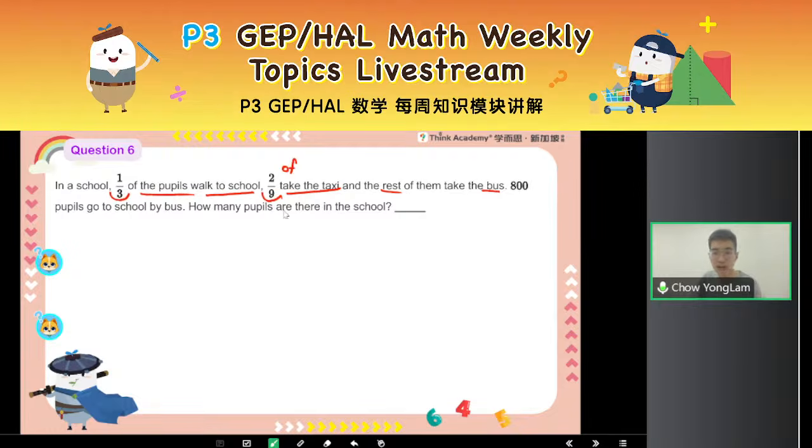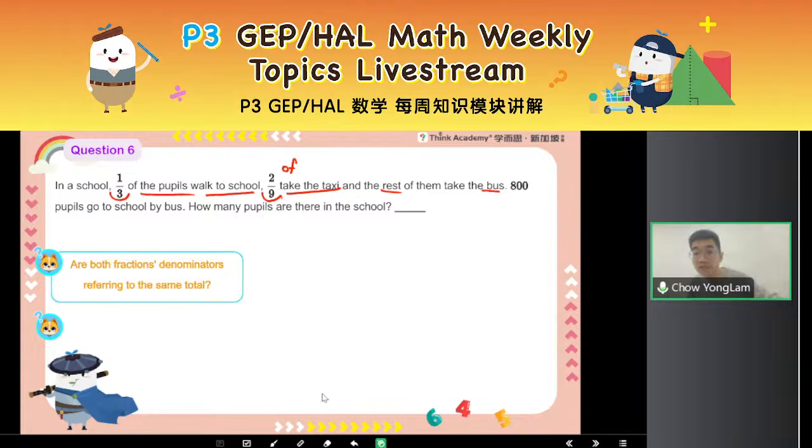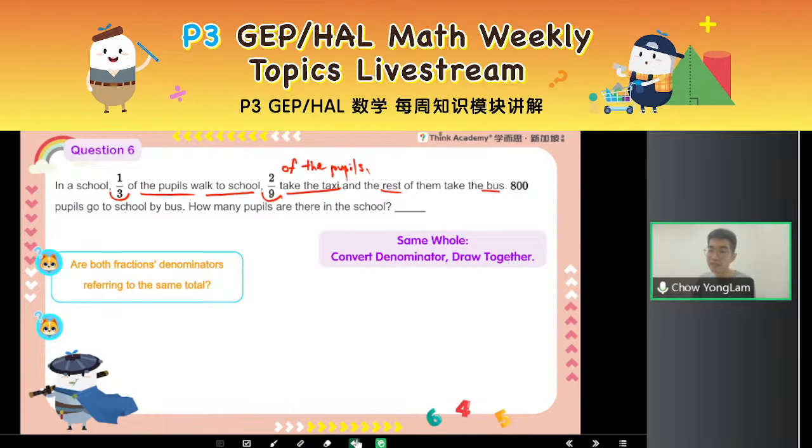But do you know it's 2/9 of what? In other words, is my 2/9 coming from the same total as the 1/3? Yes or no? 2/9 of what? It's still the same total, right? Of the pupils. It's 2/9 of the pupils. Very good. So my 1/3 and my 2/9 are coming from the same total. Okay? Which means you need to draw the bar model together.